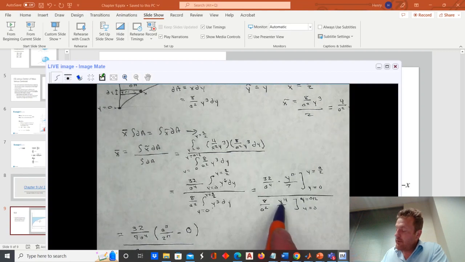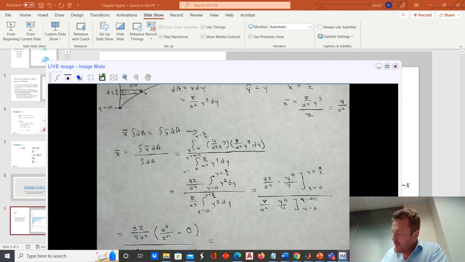And then inside, when I evaluate y to the 4th at a over 2, that's just going to be a to the 4th over 2 to the 4th. And then when I evaluate it at 0, that'll just be 0. So let's clean all this up a little bit.